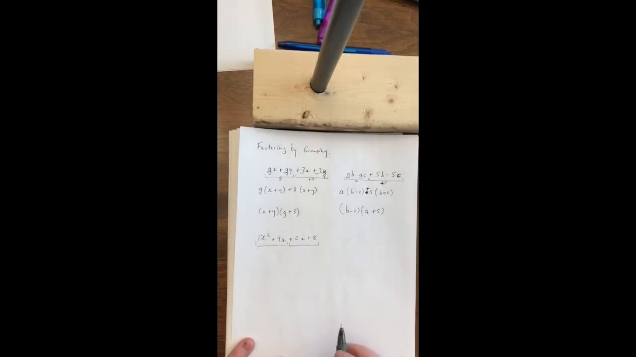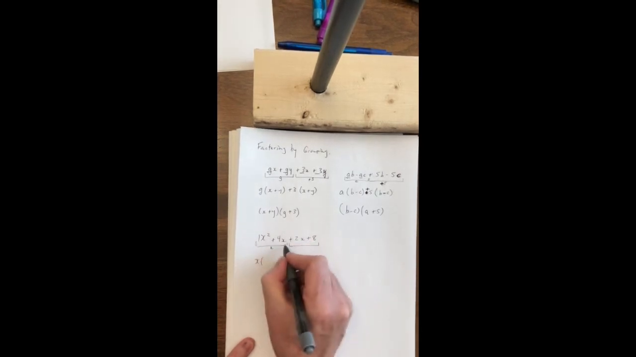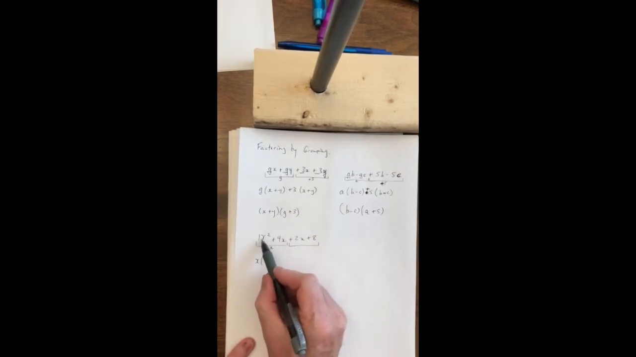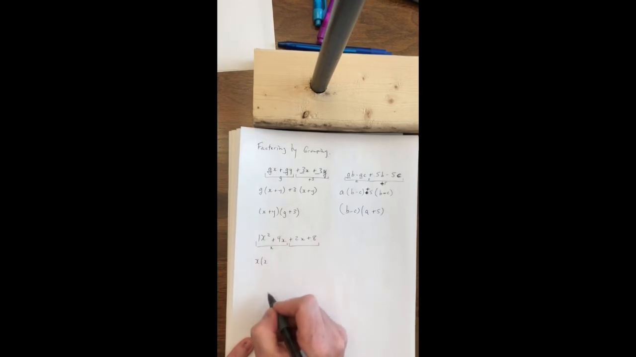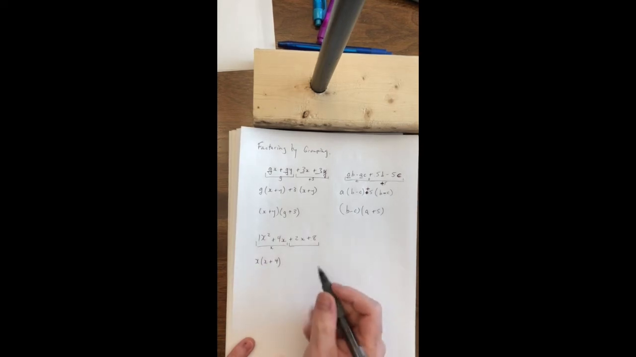I'm going to group these two together. What do I have in common here? I have an x in common. And so when I divide that up, x squared divided by x is x, and plus 4x divided by x is plus 4. All right, sorry.